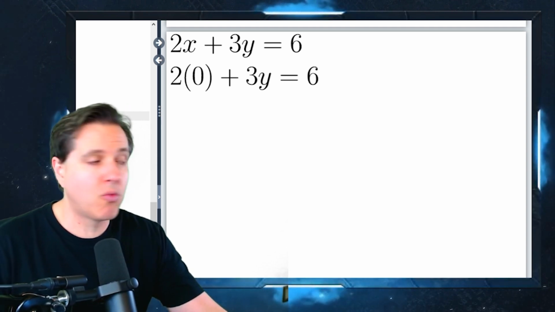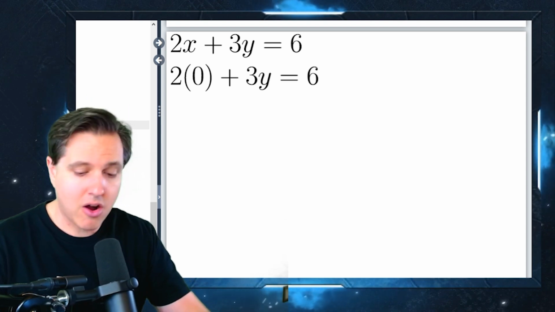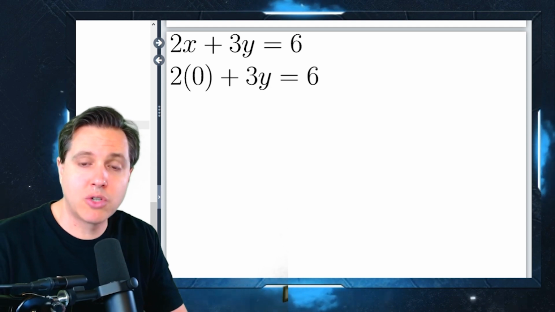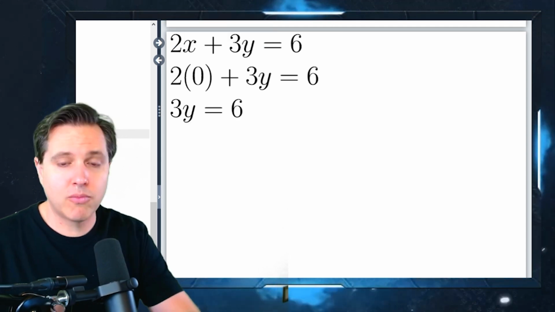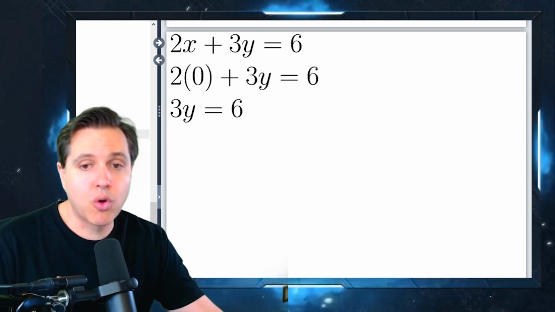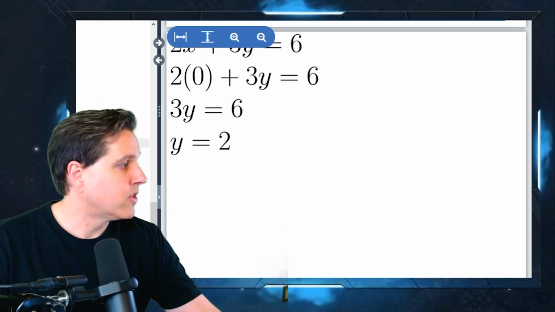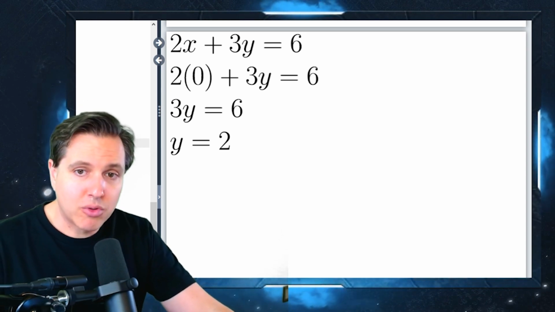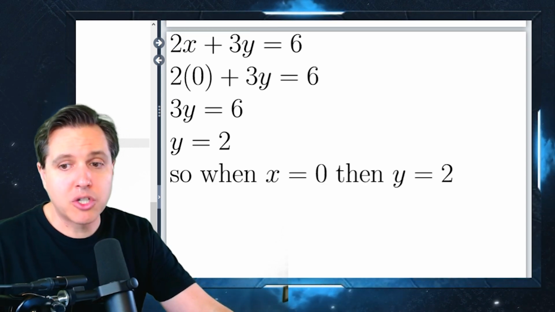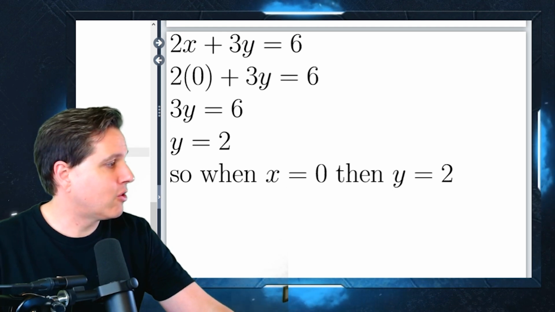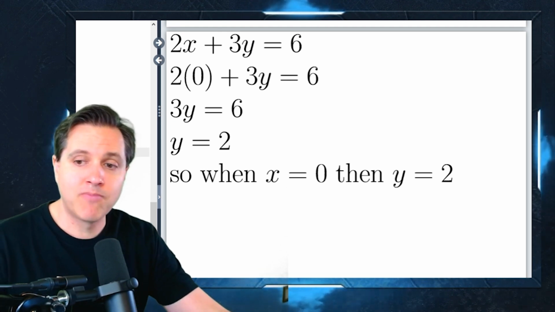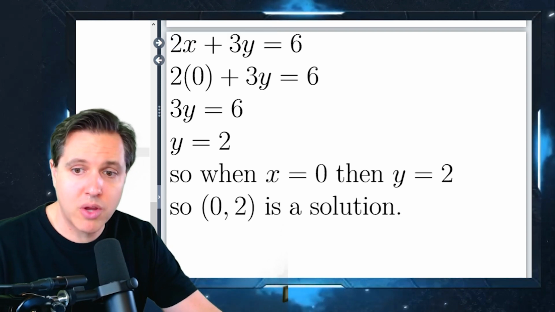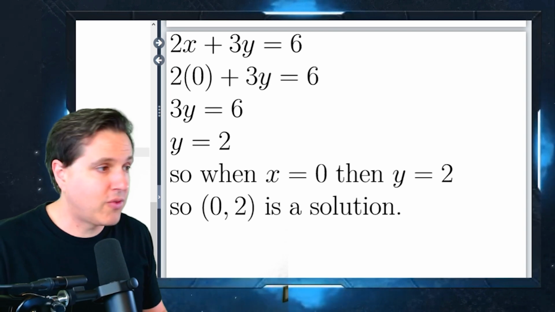So 2 times 0 would be 0, meaning that our next line would be 3y equals 6 because the 2 times 0 is 0. It just goes away. Then when we divide by 3, we're going to get y equals 2. So what that means is that when x is equal to 0, y must be equal to 2, and that gives us that there is a solution to the equation: (0, 2) is a solution to the equation 2x plus 3y equals 6. So now we can fill out that first row.